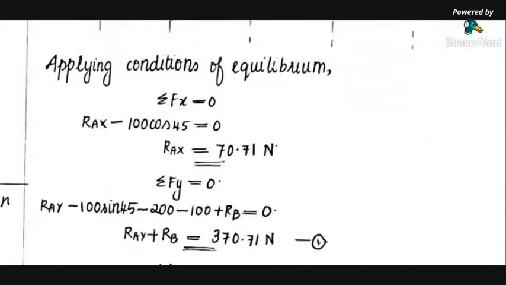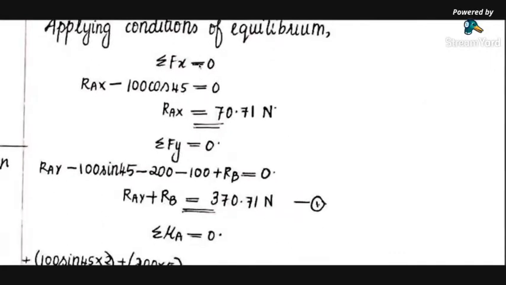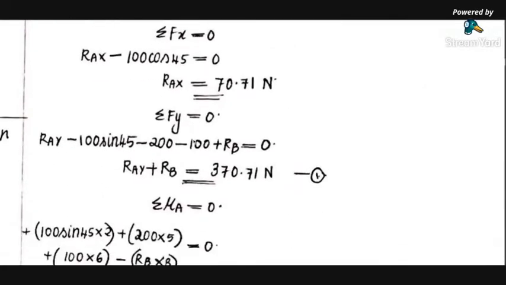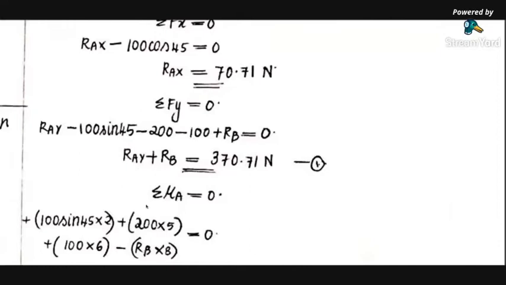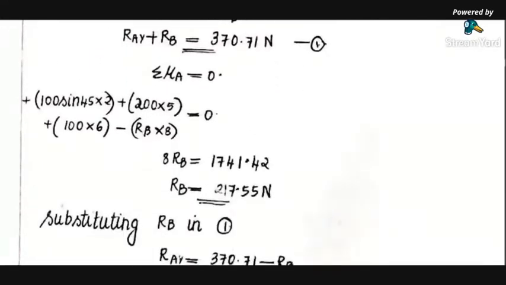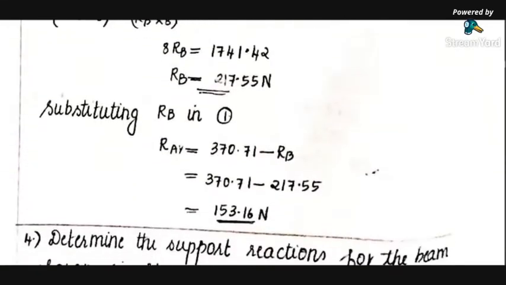Applying the conditions of equilibrium, the first condition, the second condition, and the third condition of equilibrium, you will easily find the value of RB or RAY.